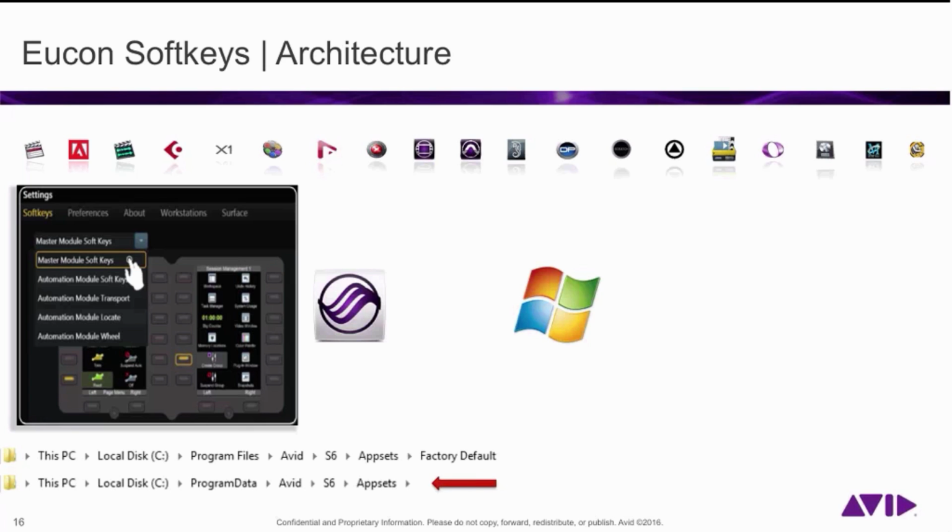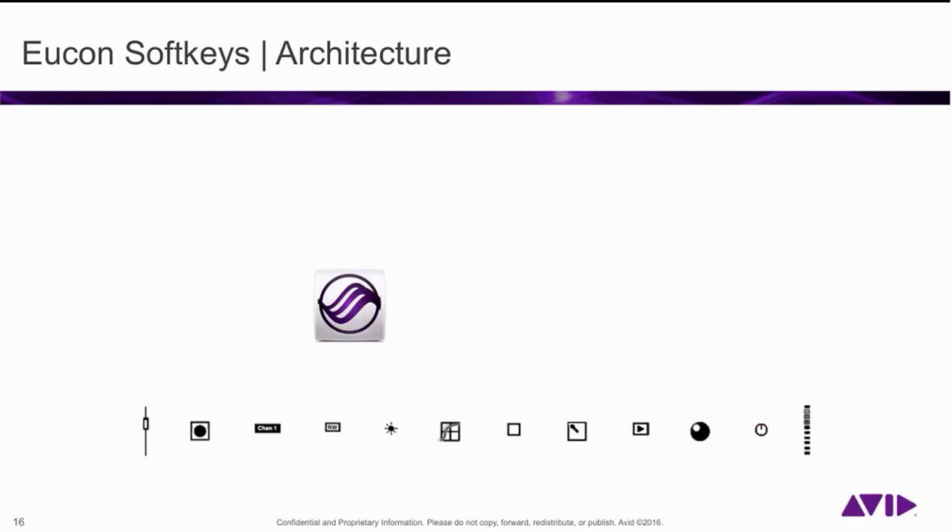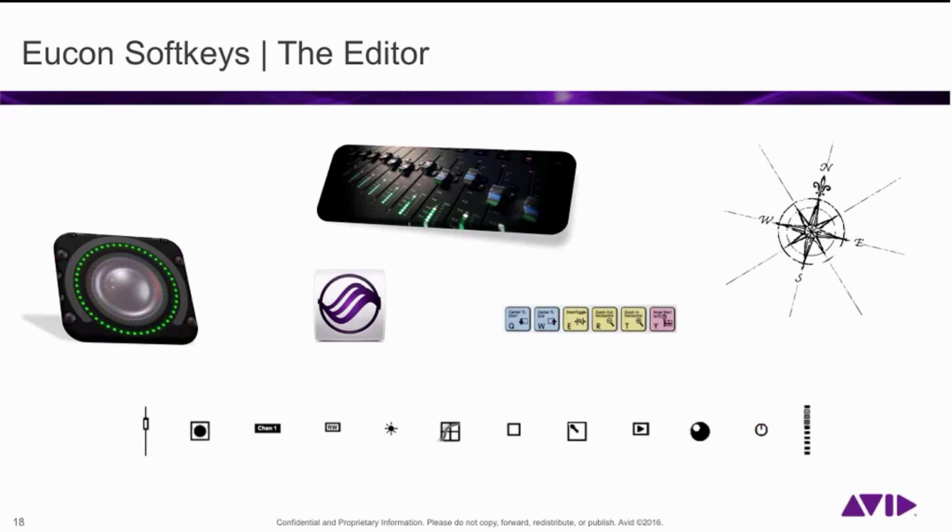Now let's actually talk about what we can do with them, all right? So soft keys can control more than just the Euconized objects that we talked about before. You can see them all down here at the bottom, right? They can also control QWERTY keystrokes, soft key navigation commands, layouts, and wheel commands.